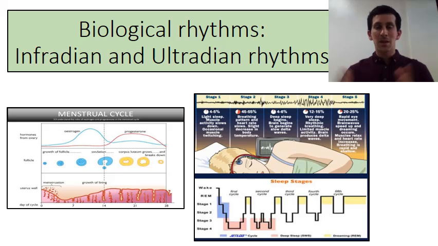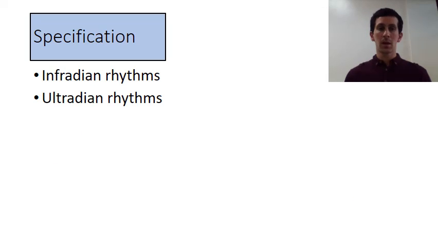This video is going to have a look at some different biological rhythms. In the last video we looked at circadian rhythms, and now we're going to look at infradian and ultradian rhythms. On your AO1, they are the two keywords on your specification: infradian rhythms and ultradian rhythms. So you need to know these both in depth, what they are, and the studies to support them.